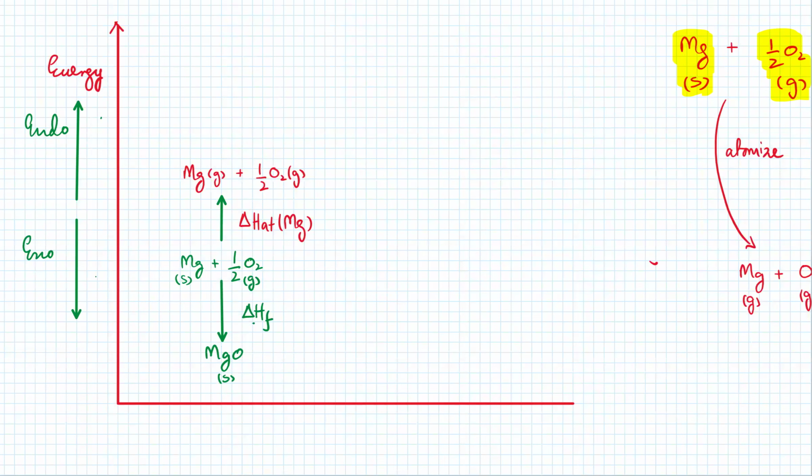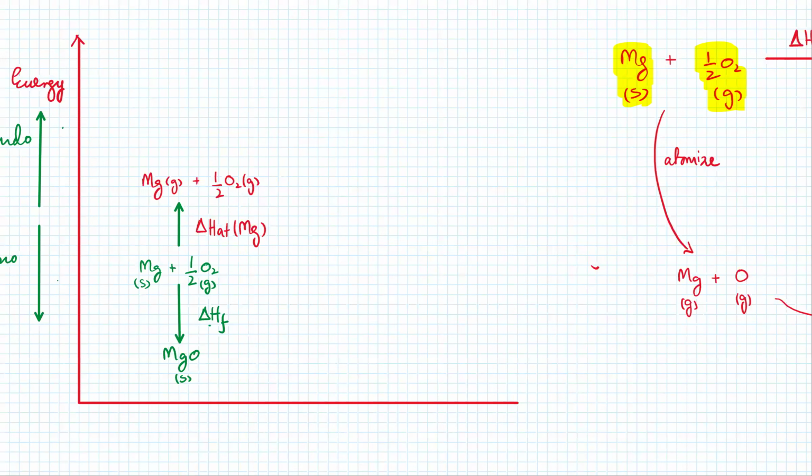Next step, I've only atomized Mg at this point. I'm going to atomize oxygen now in the next step. So oxygen is going to get atomized. I'm going to make another arrow. So why is the arrow going up? Because atomization involves bond breaking and it is endothermic.